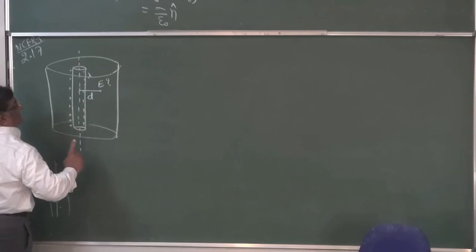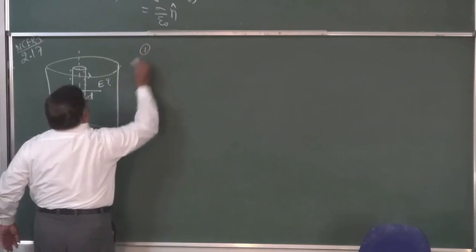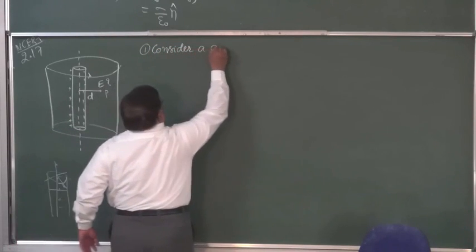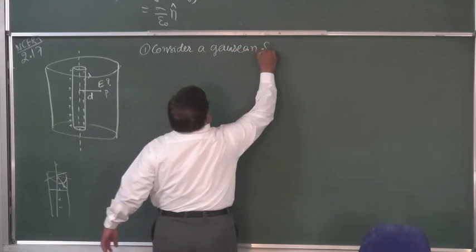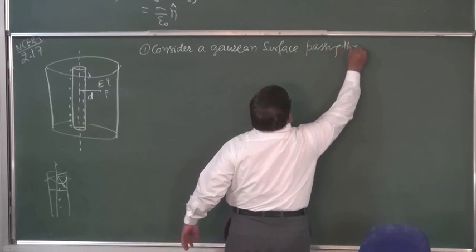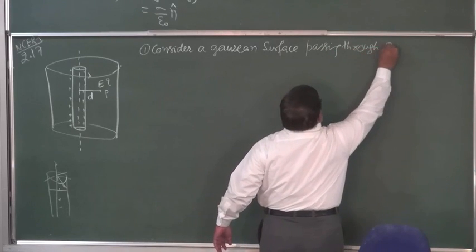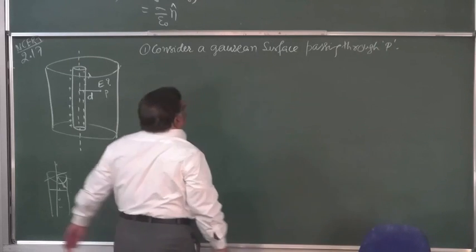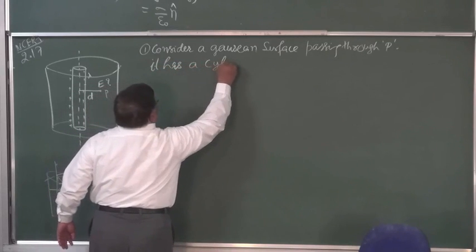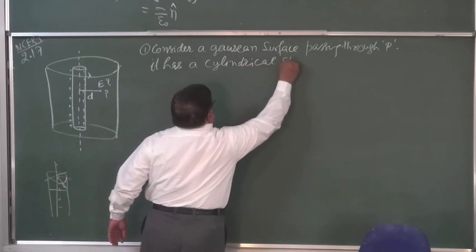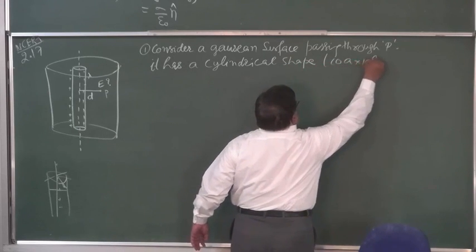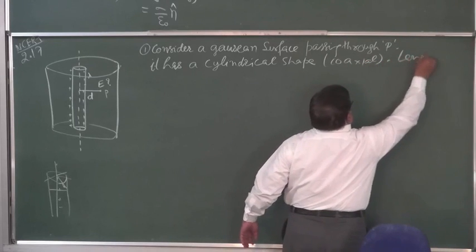Step number 1, consider a Gaussian surface. Let this point be P. Consider a Gaussian surface passing through P. It has a cylindrical shape, and this is also coaxial. Length L.